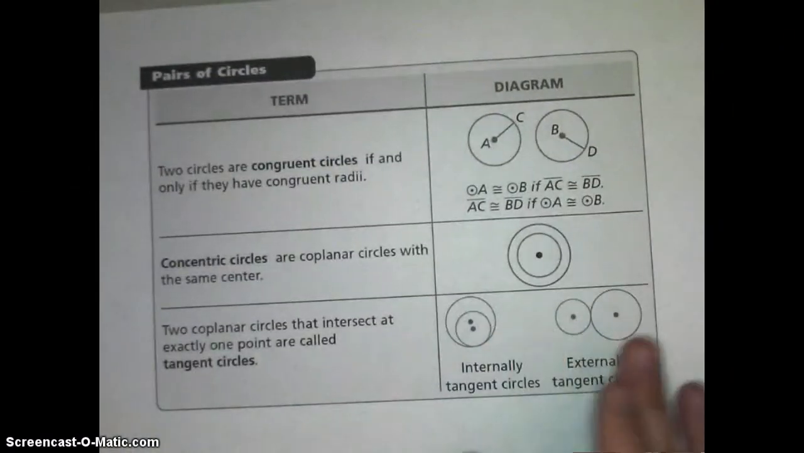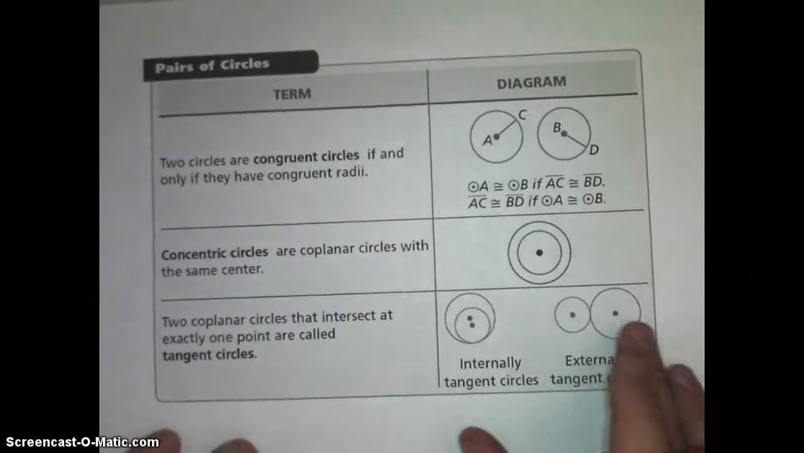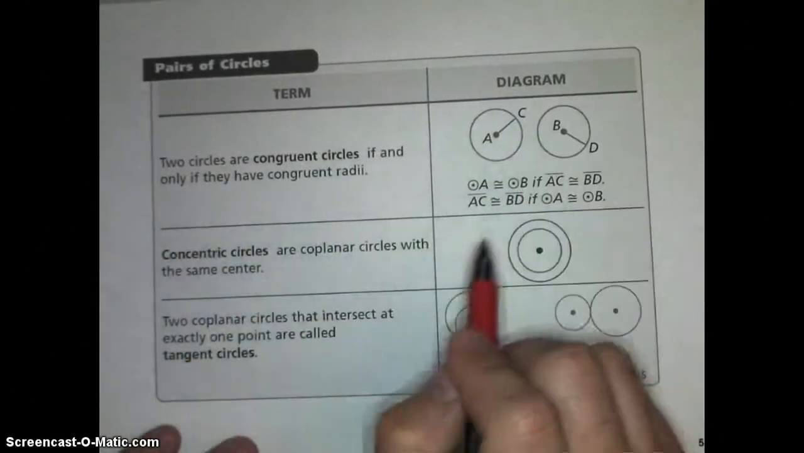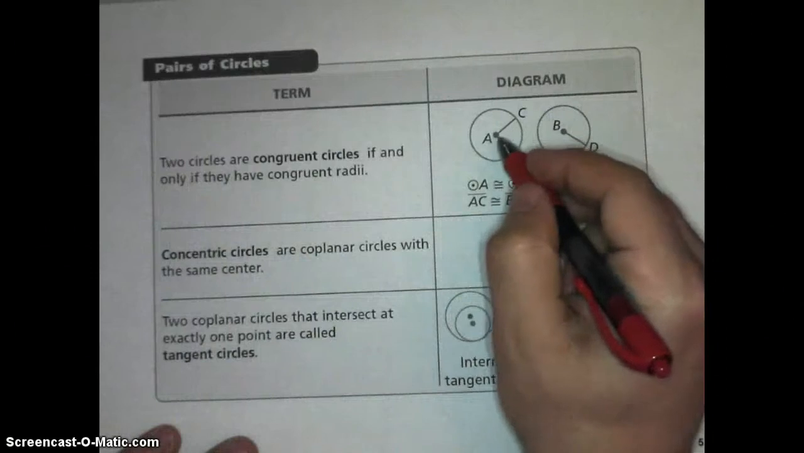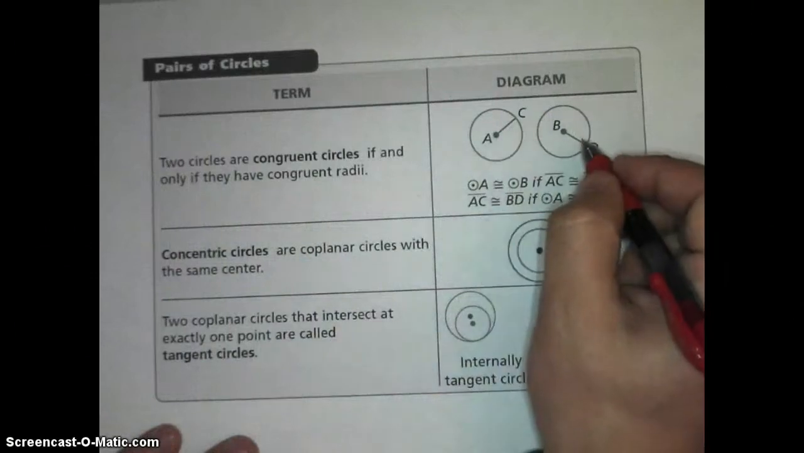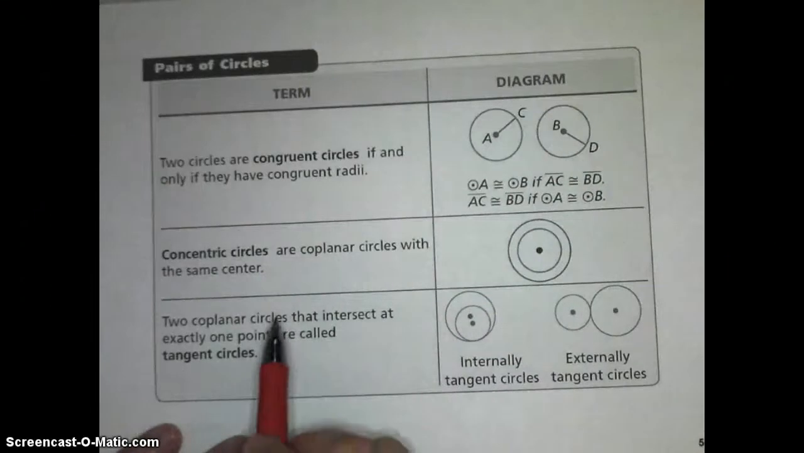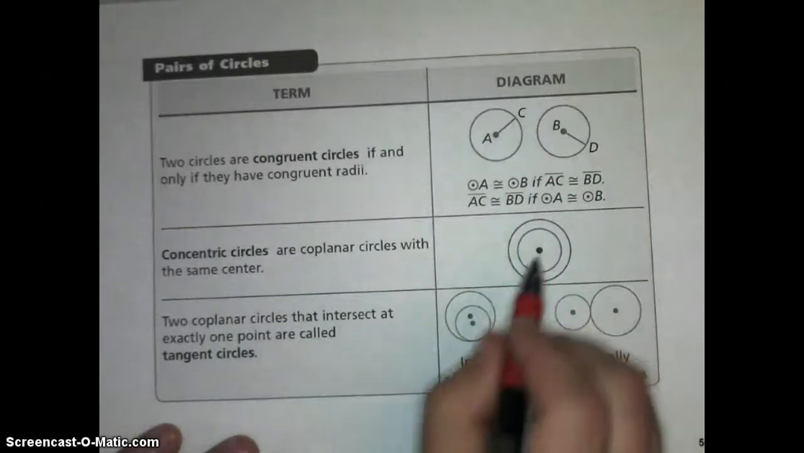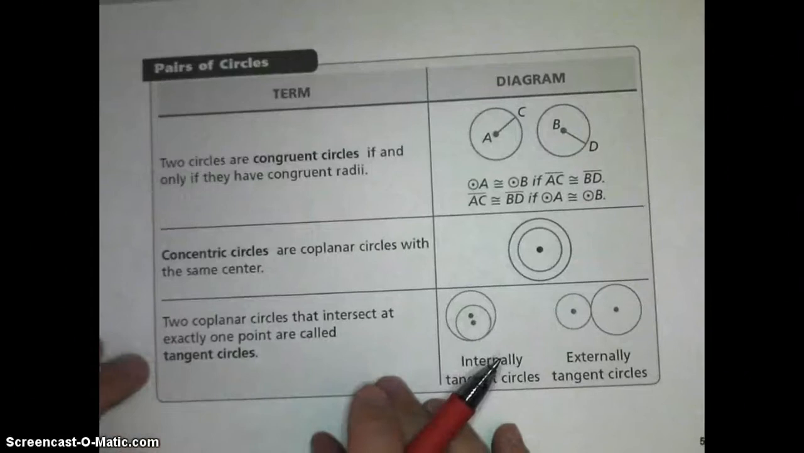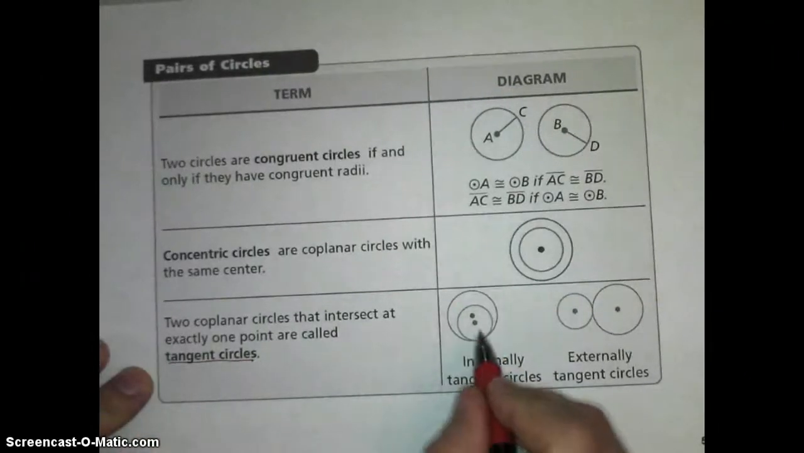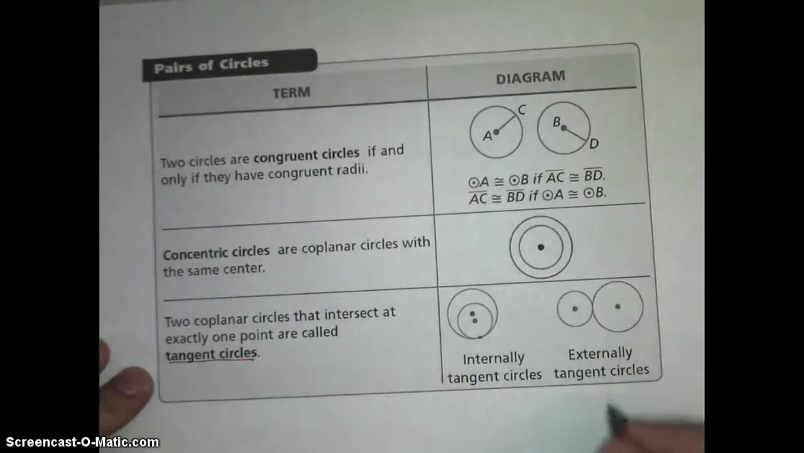Alright, and we do have some other terms. Circles are congruent if and only if they have congruent radii. So if the radius of circle A is the same as the radius of circle B in length, then they are congruent circles. Concentric circles are coplanar with the same center. Think of a bullseye. Coplanar circles that intersect at exactly one point are called tangent circles. We could have internally tangent circles where they intersect one inside the other, or externally tangent where they intersect one outside the other.